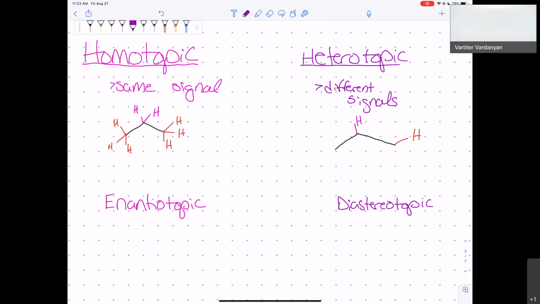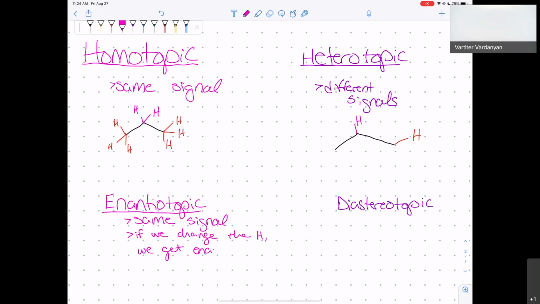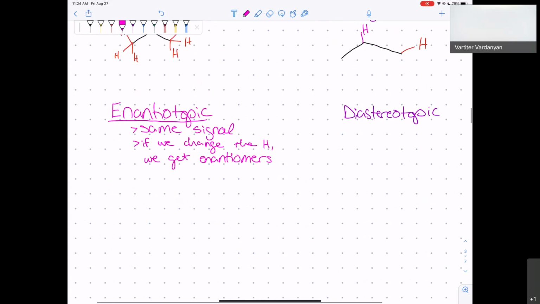Awesome. So I will repeat that though. This is basically when we have the same signal, because it is a specific type of homotopic, but if we change the hydrogen, we get enantiomers. And if that sentence makes no sense to you, that's okay, because I'm going to show you what I mean. I am going to scroll up a little bit.